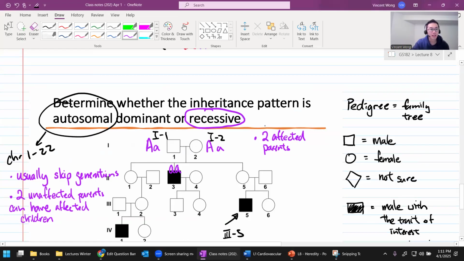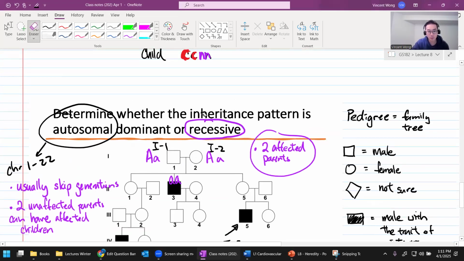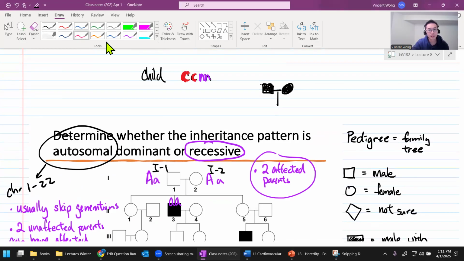Well, let's see. If both parents are affected, and we are talking about a recessive trait, then the parents must be little a, right? Recessive, that's what it means. To express the recessive trait, the person has to be homozygous, little a. And if you do the calculations, you will see that all the kids will have it, 100%.